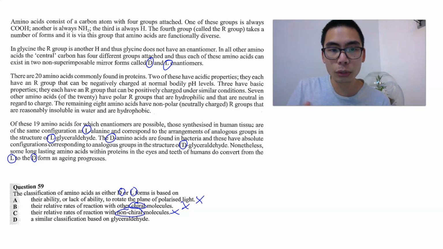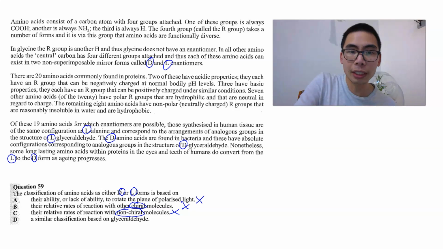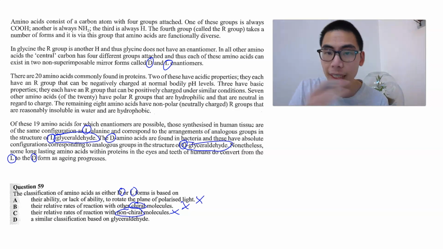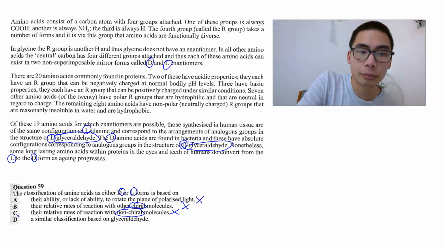And if you look at D, it talks about a similar classification based on glyceraldehyde. And glyceraldehyde pops up in the last paragraph. Twice, in fact. Okay, now D is actually the answer. Let's have a read and we'll see why.